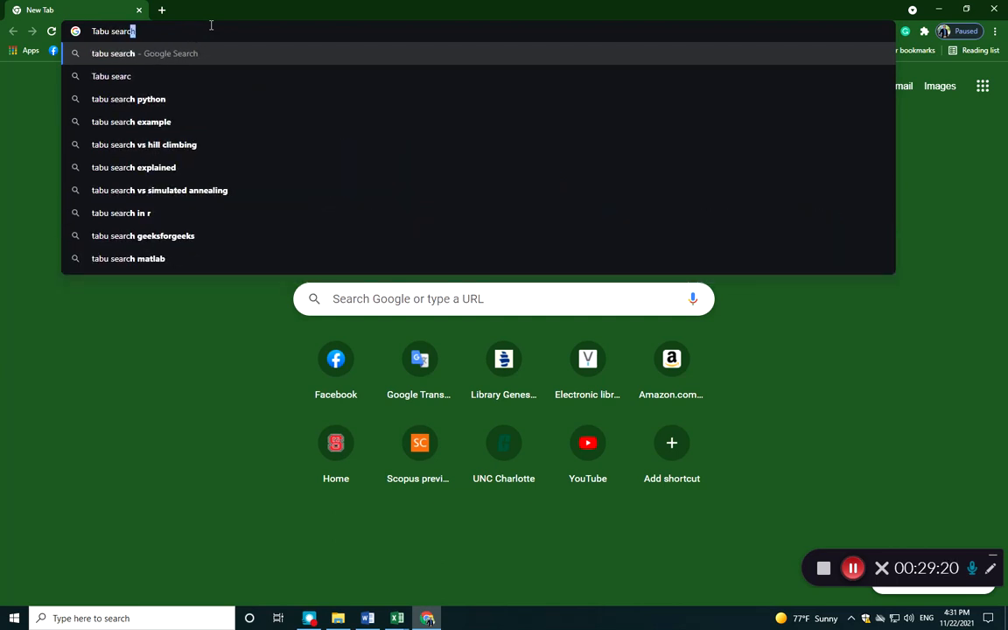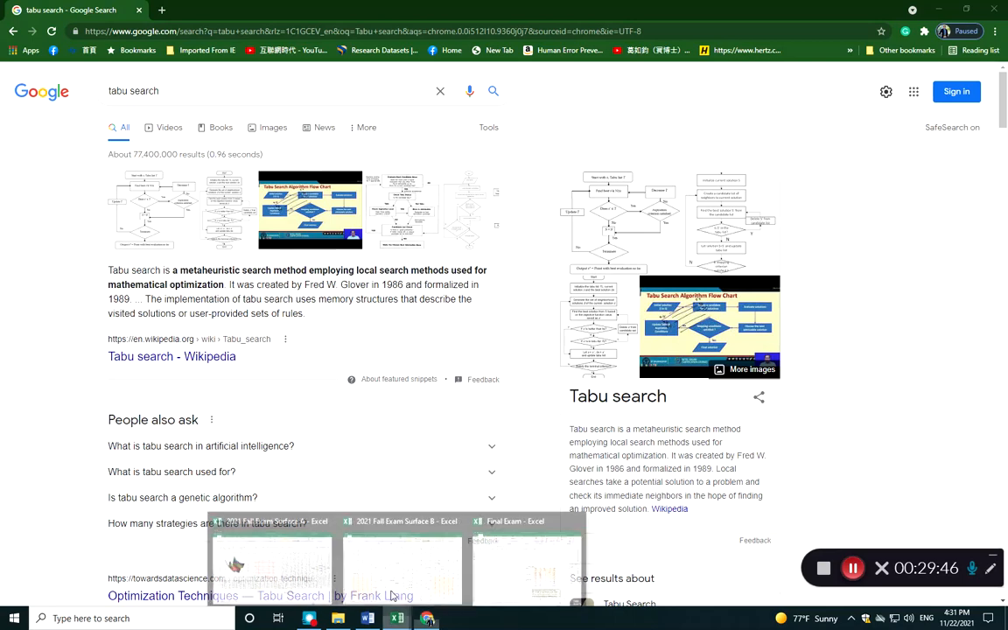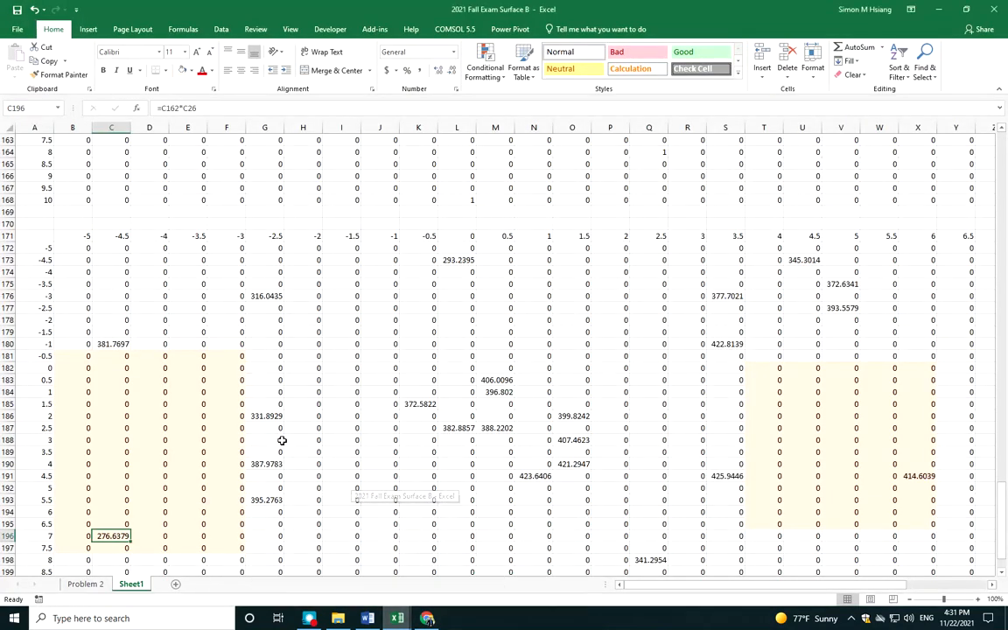Anybody heard that before? Nobody heard Taboo Search before? Taboo Search is a meta-heuristic search method, employing local search method used in mathematical optimization. What is taboo? Taboo is a forbidden zone, right? So when you sample, you basically try to say what area I need to avoid.